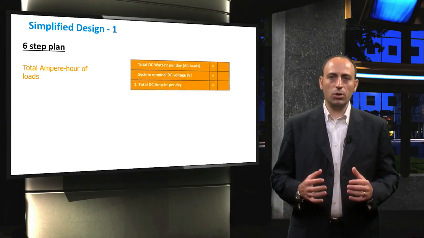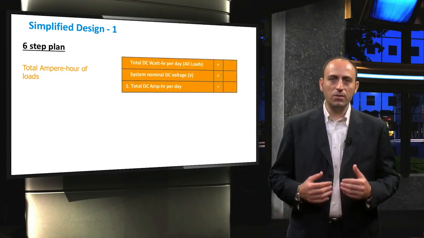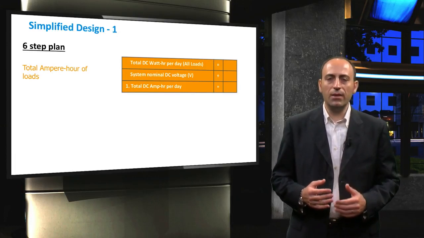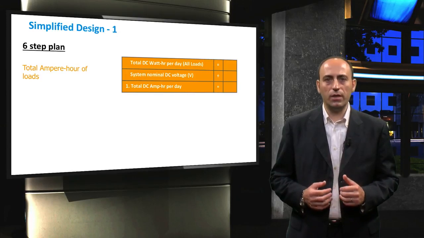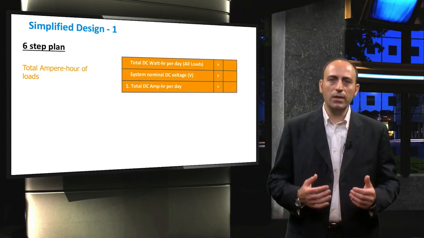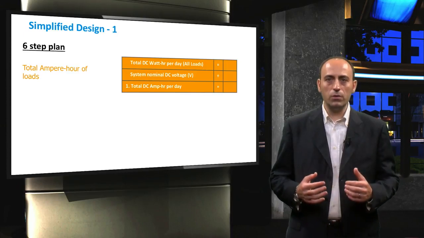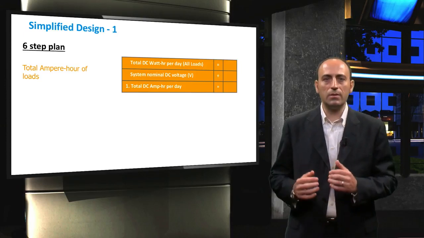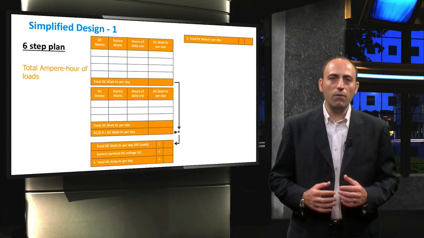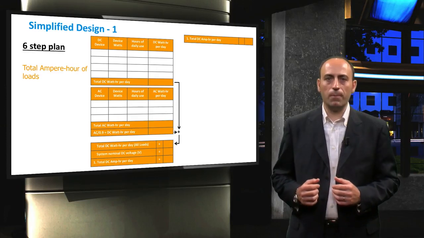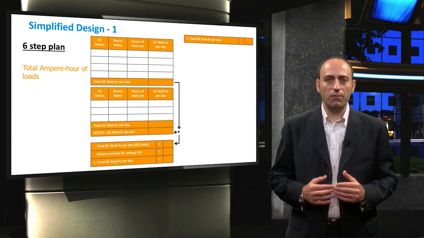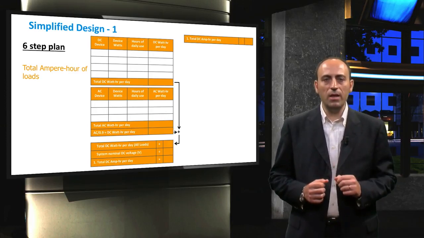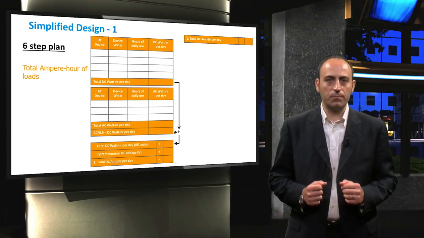Once the total energy of the loads is obtained, we must decide on the nominal system voltage of the PV system. This is usually either 12, 24 or 48 volts. Then, the daily total ampere hour requirement of the load is calculated by dividing the total energy of the loads by the nominal system voltage. An overview of this step is shown here. Please note that a PDF version of all the design steps of both simplified strategies will be made available to the students for their reference.